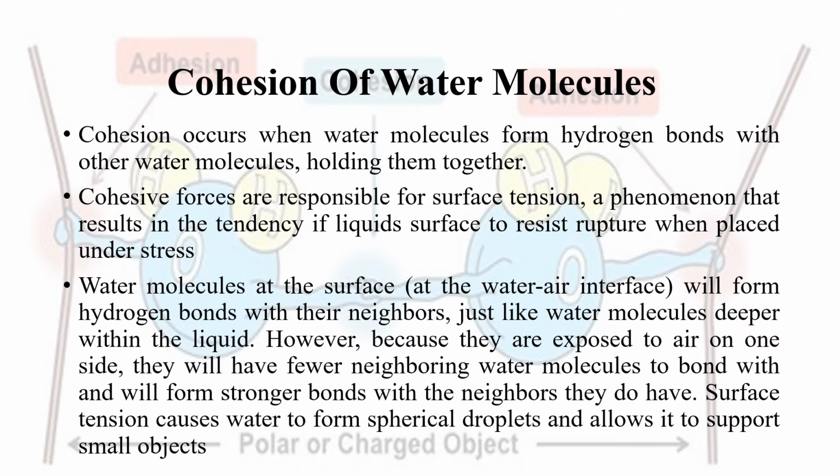However, because they are exposed to air on one side, they will have fewer neighboring water molecules to bond with and will form stronger bonds with the neighbors they do have. Surface tension causes water to form spherical droplets and allows it to support small objects.